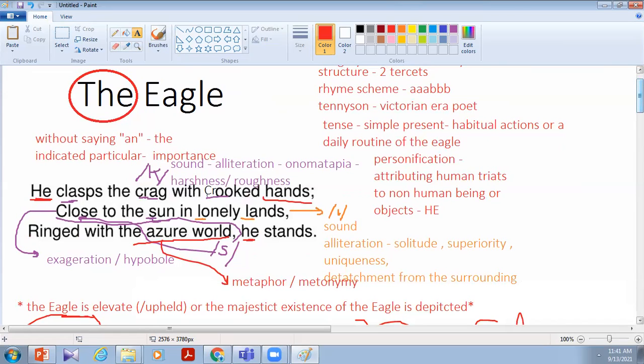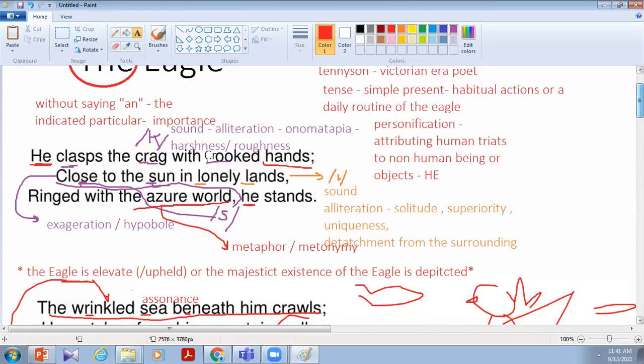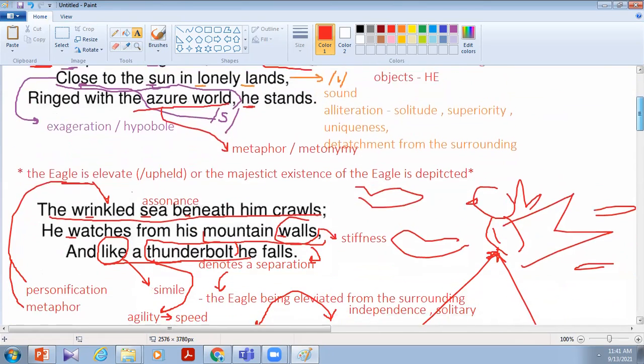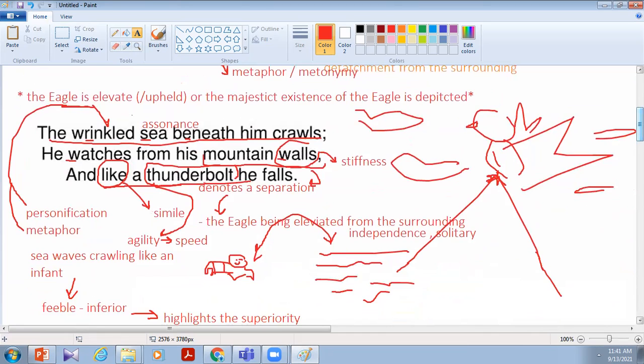Okay, there's a stiff, hard eagle. He's at a very high position above, close to the sun. It's showing how high the position he stays in is. And from there, he sees the others as inferior to him. We can see the sea being indicated as something inferior to him, and he's watching from the mountain walls at the sea. He's searching for prey.